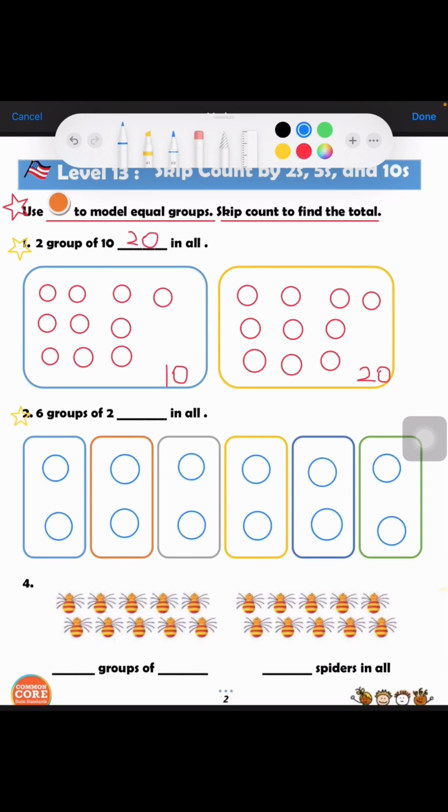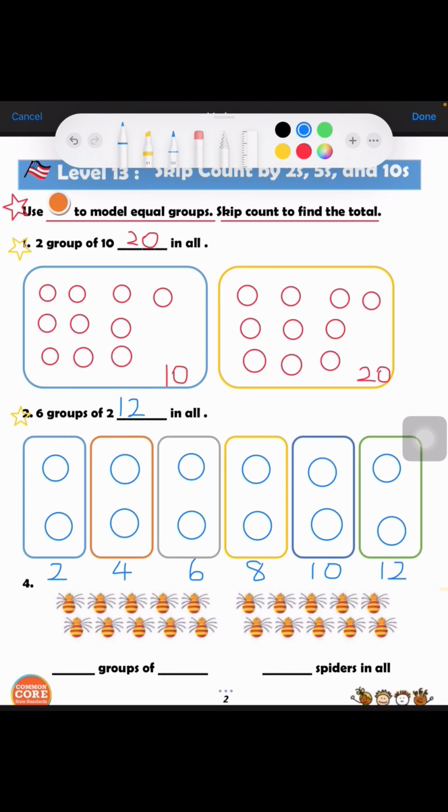Next question, we need to find 6 groups of 2. So we put 2 circles in one group. And now we use skip counting to find the total numbers. 2, 4, 6, 8, 10, 12. 6 groups of 2 is 12.